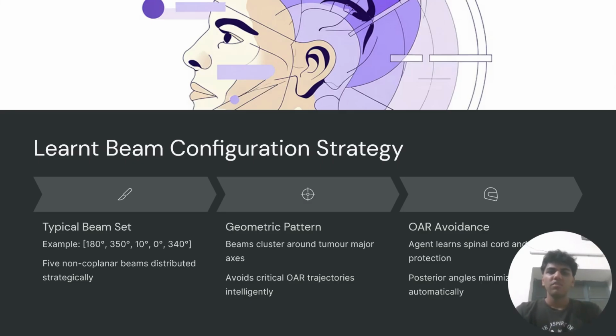At the same time, the agent also intelligently avoids the trajectories that would pass through sensitive organs. This is especially visible in how it learns to protect the spinal cord and brainstem. The posterior beams are minimized automatically without any explicit instruction. So what's happening here is a clear example of emergent learning. Through feedback from the reward function, the system internalizes the same reasoning a human planner would use, balancing tumor coverage with organ safety, and reproduces that logic autonomously.